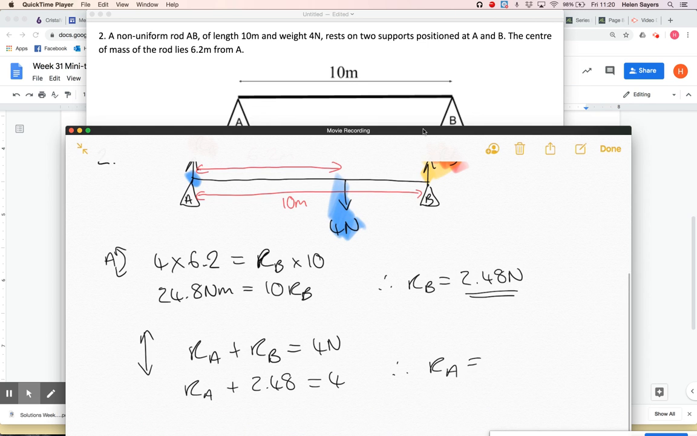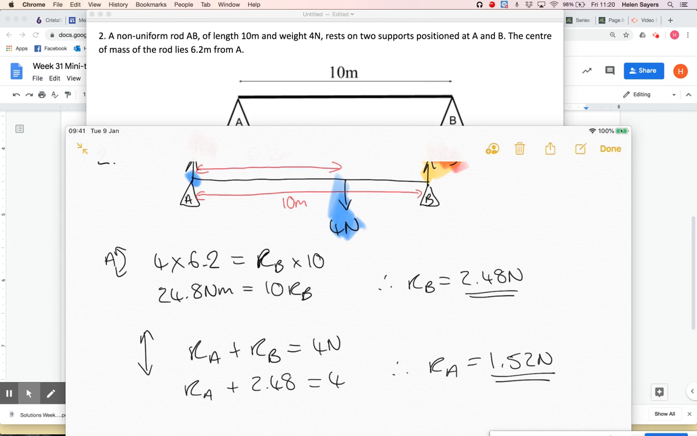If you found the reaction at A first, that's fine. Hopefully you got 1.52, yes. If you took moments about B, you would have got that, and then you could have done 4 take away that to get the 2.4 newton reaction at B. And that's us done.